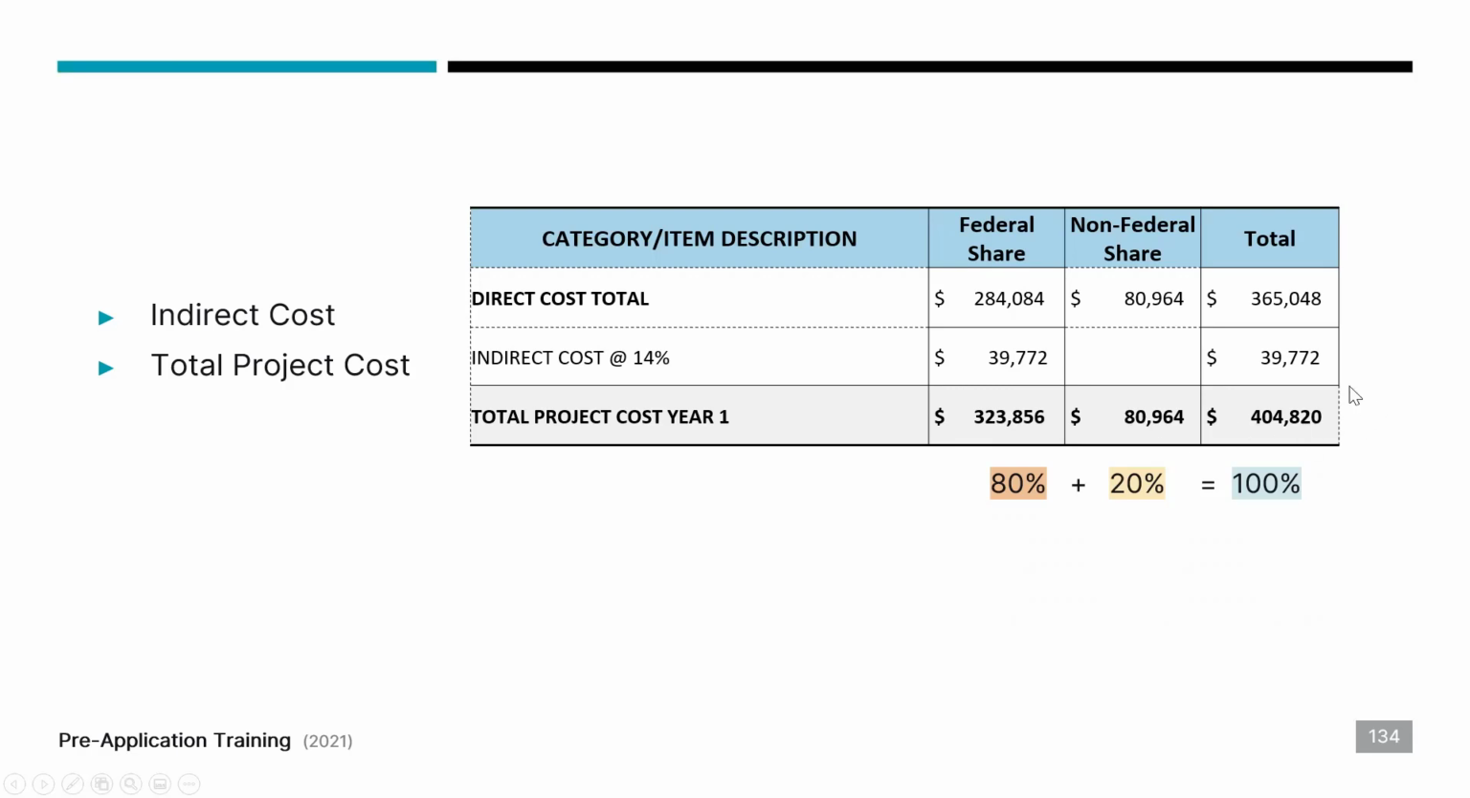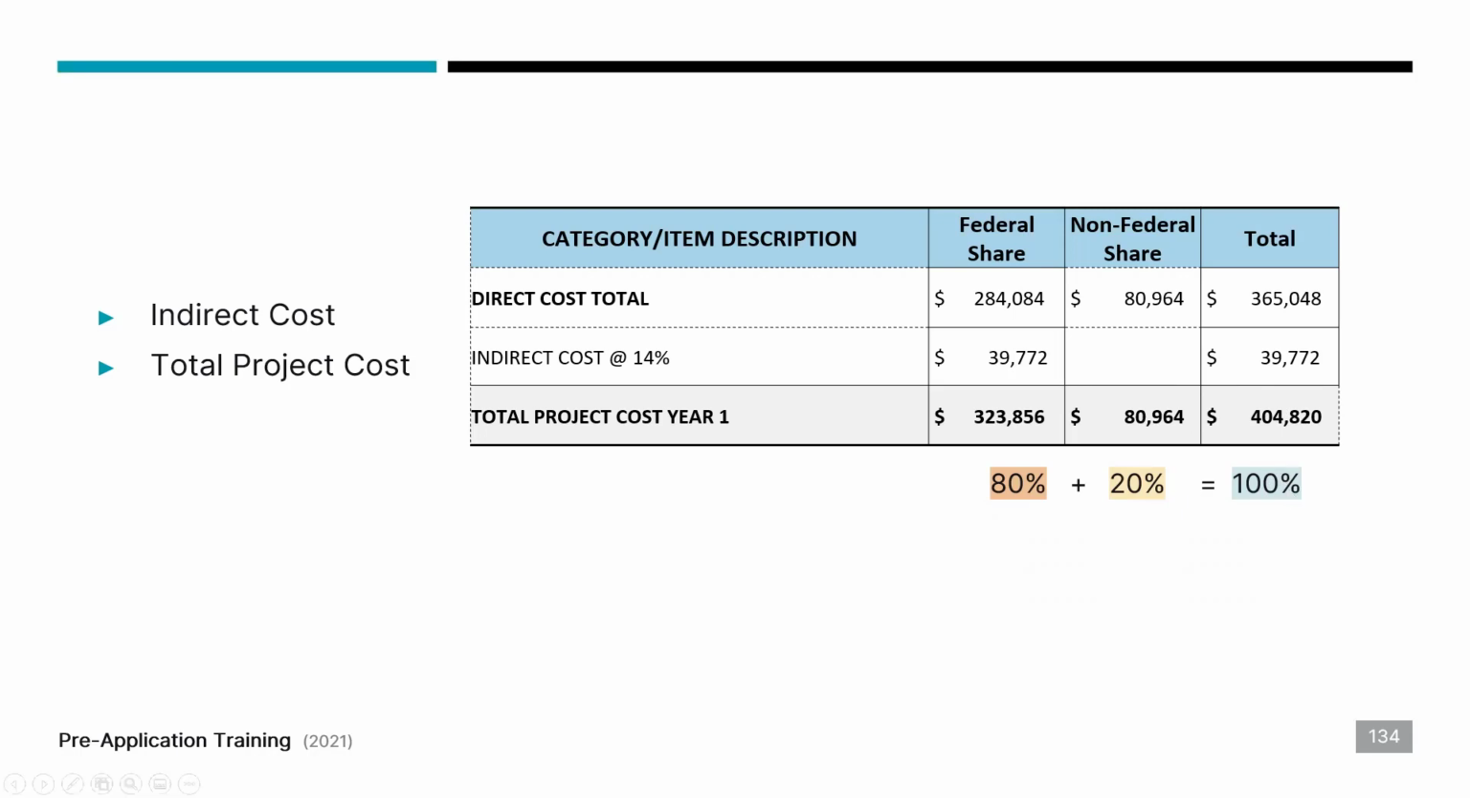And here is the total project cost. These numbers all together, which is federal share and non-federal share, is $404,820. That is your total project cost. So here these numbers indicate that the federal share is 80%. The non-federal share is 20%, which is required. We haven't talked about that yet, but we'll get into it in a second. And the total project cost is 100%.